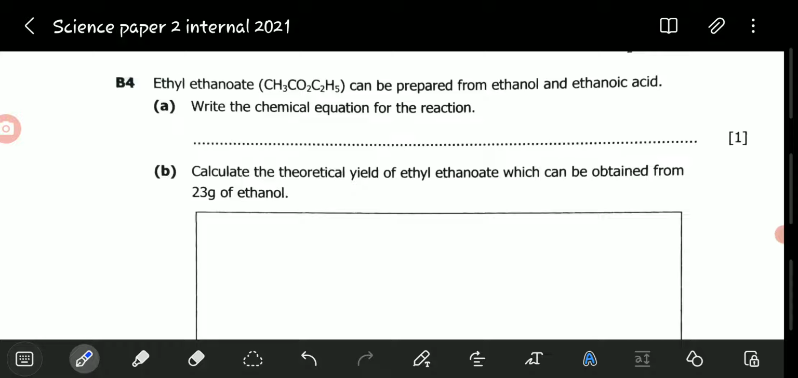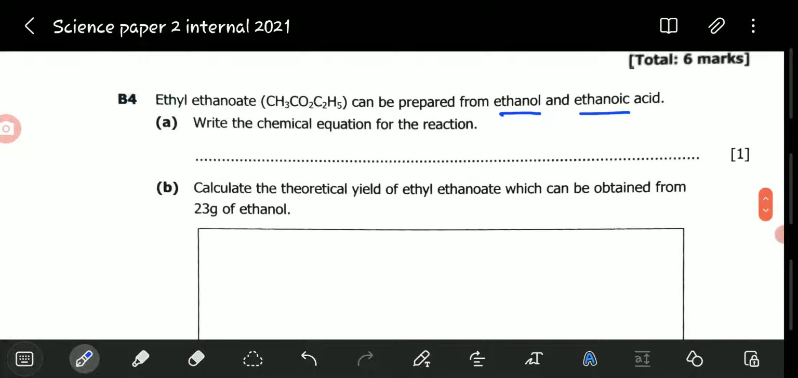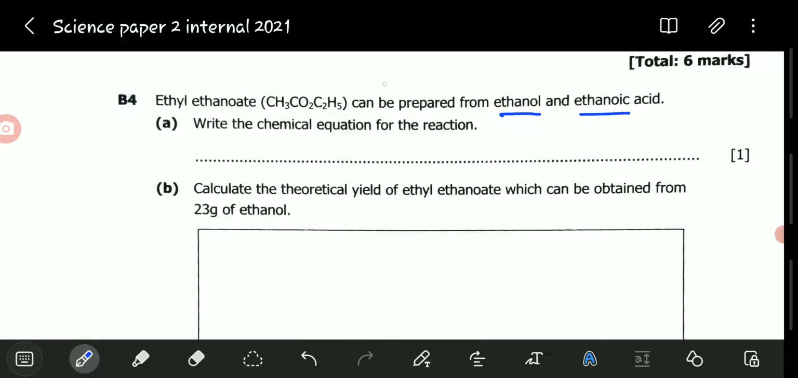Here we are even lucky that they've told us that we are preparing this compound from ethanol and ethanoic acid. However, if you are not told the reactants, you can easily get them either from the name or the formula. How can you do that? This compound is called an ester, and it is made when an alcohol reacts with a carboxylic acid. In the name, the first part represents the alcohol, and the last part represents the acid.